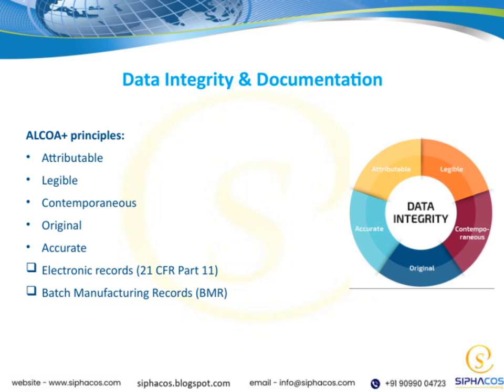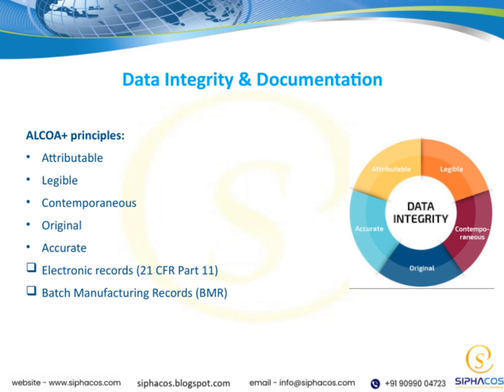Now, when we talk about electronic records, 21 CFR Part 11 provides guidelines to make sure these records are trustworthy, reliable, and equivalent to paper records. This includes things like secure access controls, audit trails, and data integrity measures.